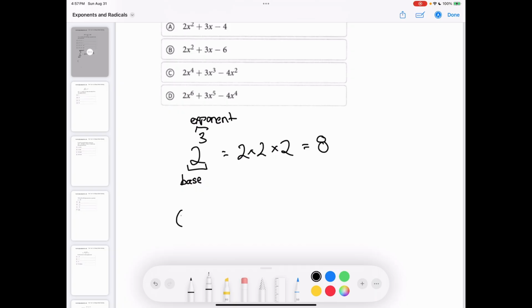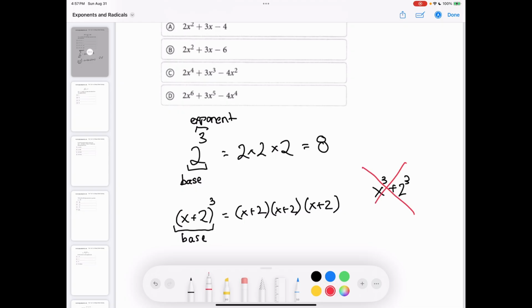Okay? And the base does not just have to be a simple number. For example, if you have (x plus 2) to the third, the entire x plus 2 would be considered the base. And this would be equal to (x plus 2) times (x plus 2) times (x plus 2). I see a lot of people make the mistake of distributing the 3 to both terms, and they end up with x to the third plus 2 to the third, right? That's a big no-no, all right? So be careful with that, okay?